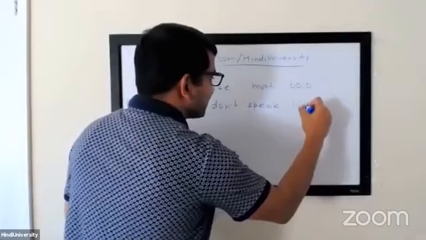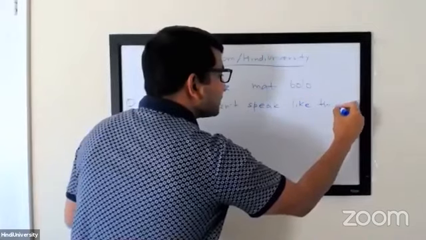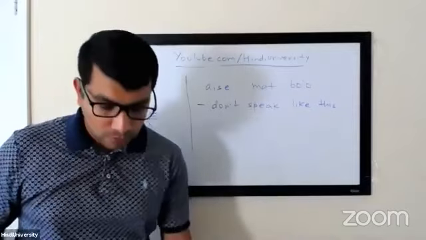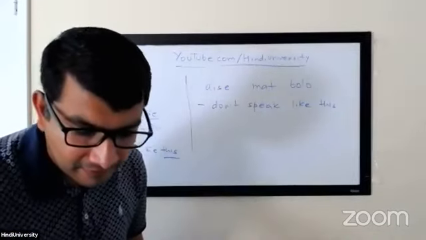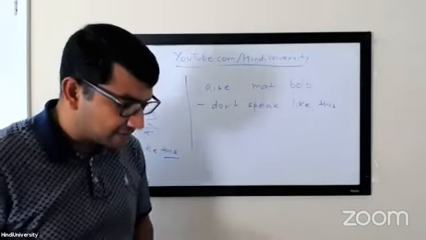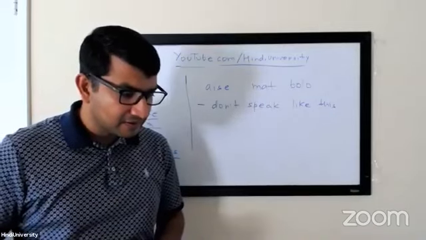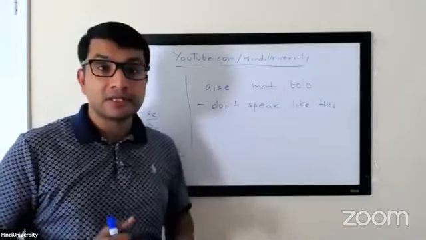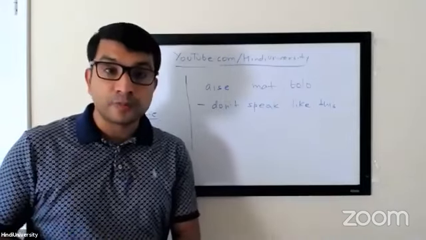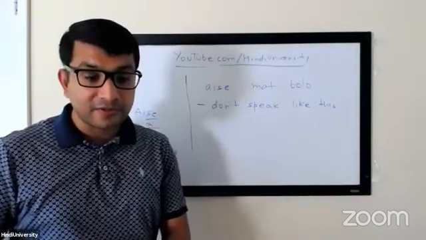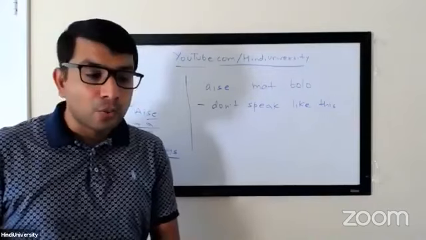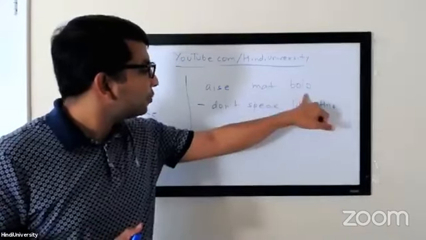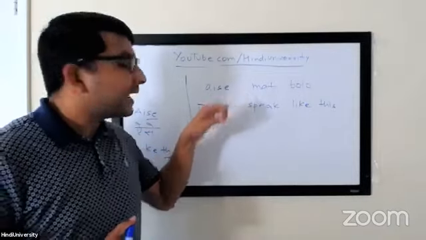Don't speak like this. Now, what is the difference between "mat bolo" versus "aise mat bolo"? What do you think? One says don't speak, and the other says don't speak in this manner, in this way. Oh, I see. Very good. So the first one, "mat bolo," you said means don't speak. And the second one is don't speak like this. When will you use "mat bolo" and when will you use "aise mat bolo"?